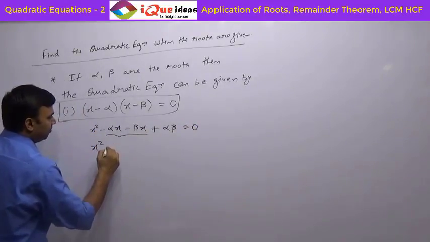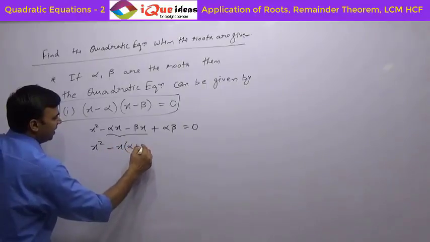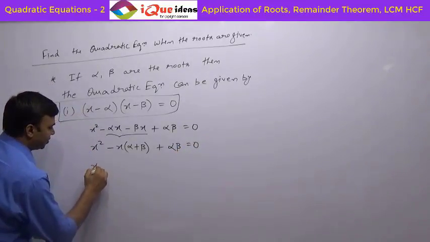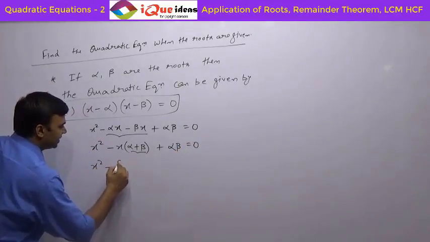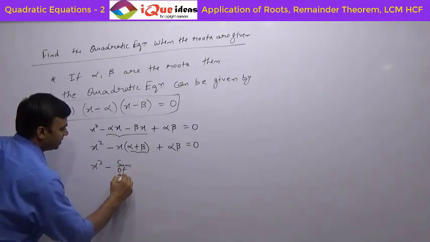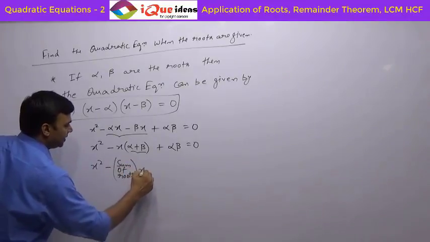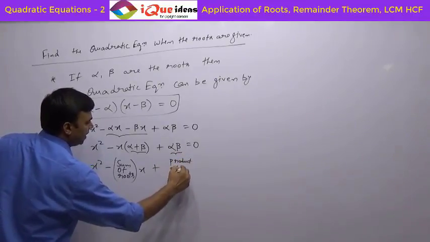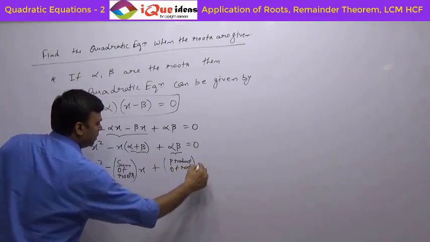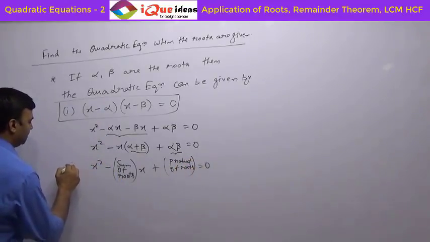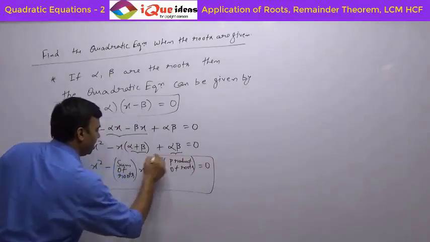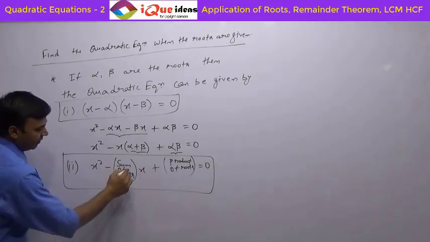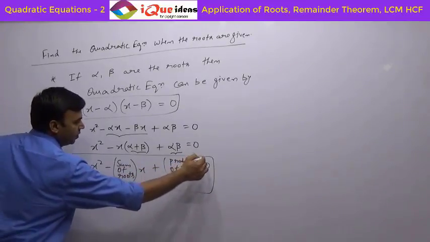Now this gives us x square. From these two, take minus x common, so it will be alpha plus beta, and this is already alpha into beta, equal to 0. Now this can be written as x square minus (alpha plus beta, the sum of roots) into x plus alpha into beta, the product of roots, equal to 0. So this is the second formula. Just memorize it directly. So if the roots are given, the equation can directly be given as x square minus sum of roots into x plus product of roots equal to 0.